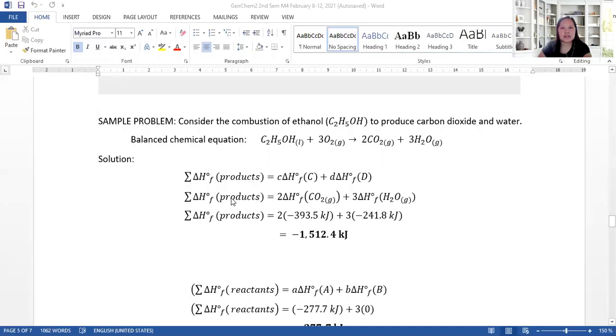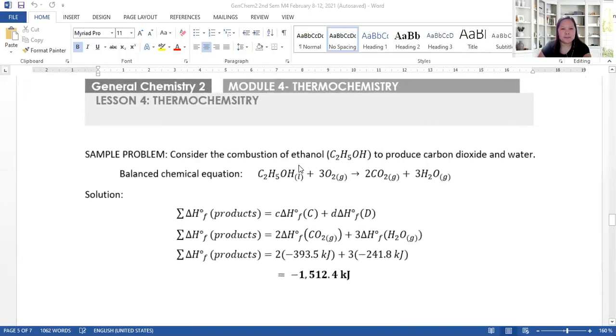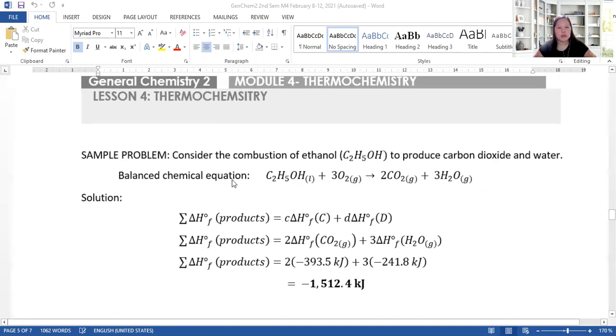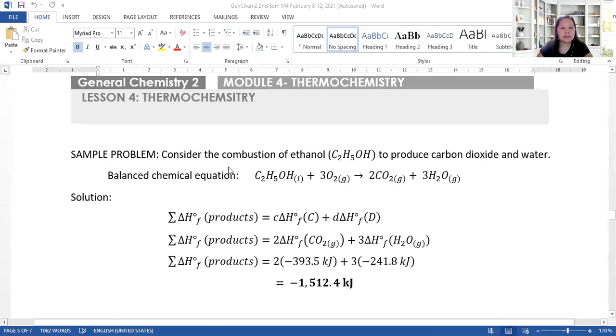This is the sample problem. In our sample problem, consider the combustion of ethanol to produce carbon dioxide and water. The first thing that you need to do is be sure that you have balanced the equation. But if it's already balanced, you can continue.